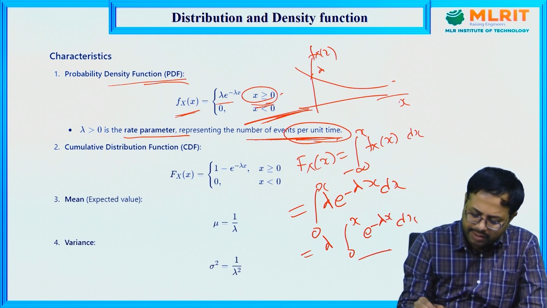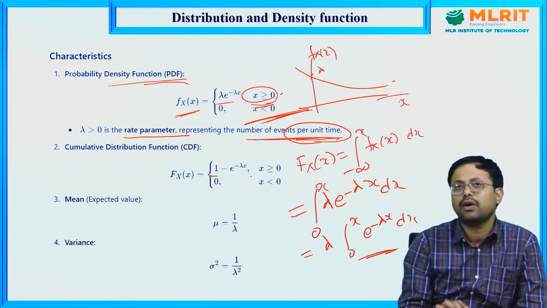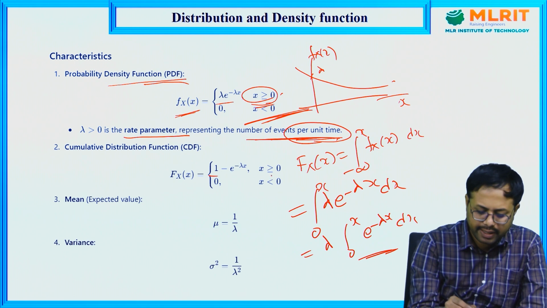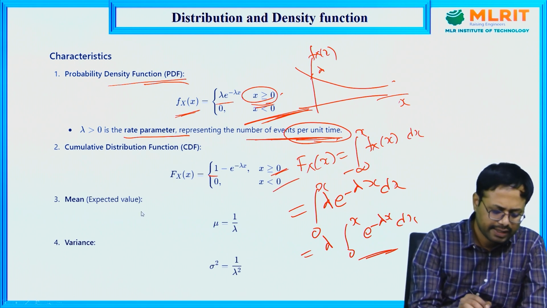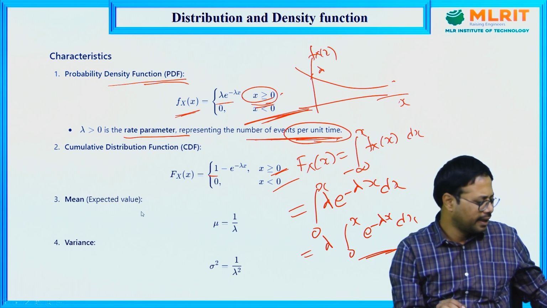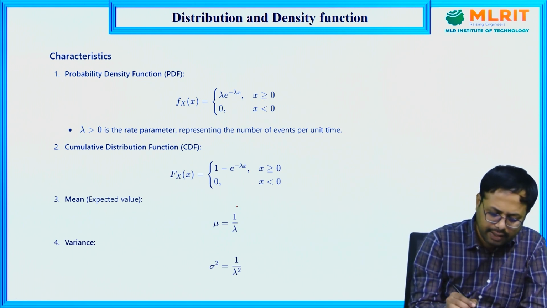If you simplify this, you will get 1 minus e power minus lambda x for x greater than or equal to 0, and 0 for x less than 0. Expectation: how can we calculate the expectation of any random variable?